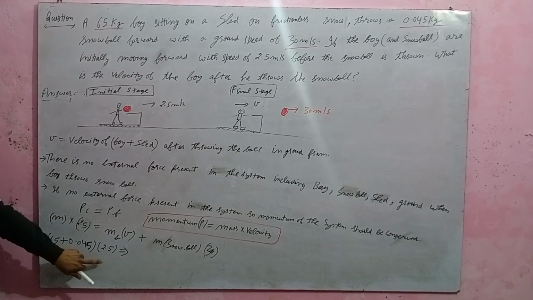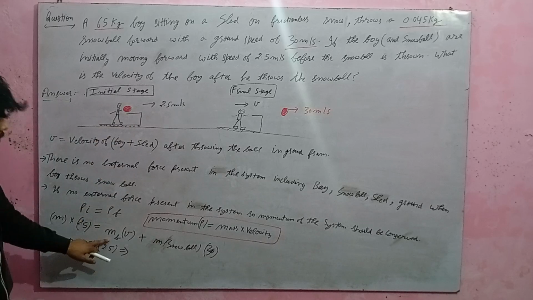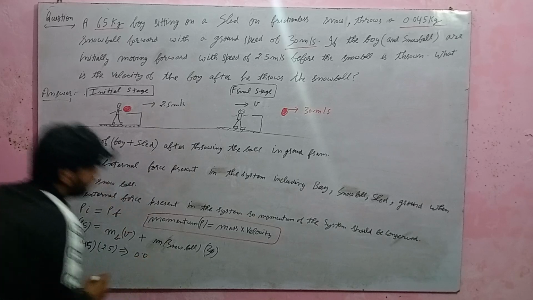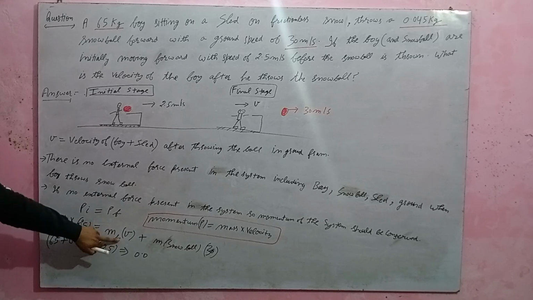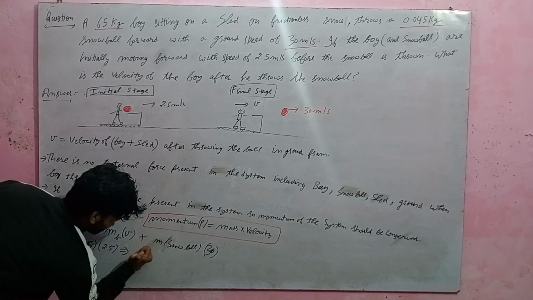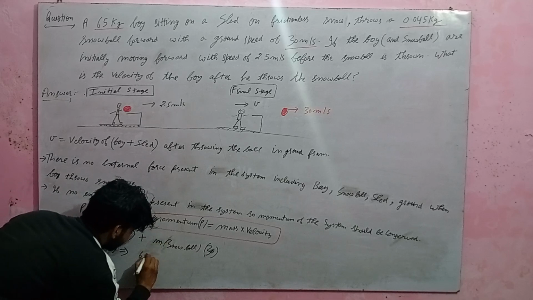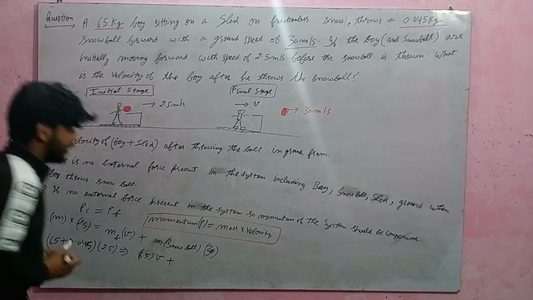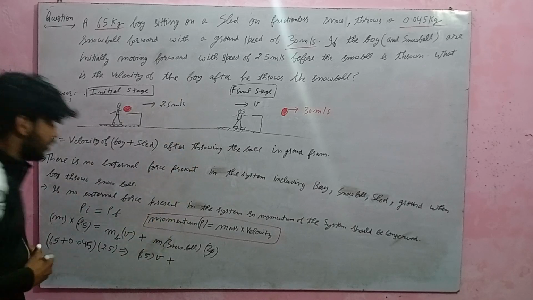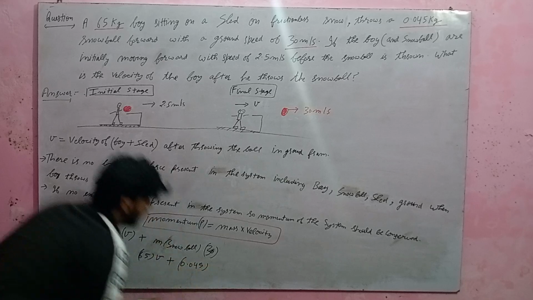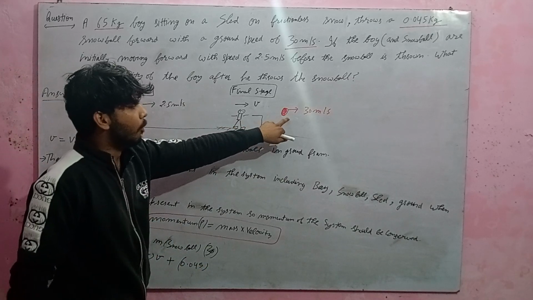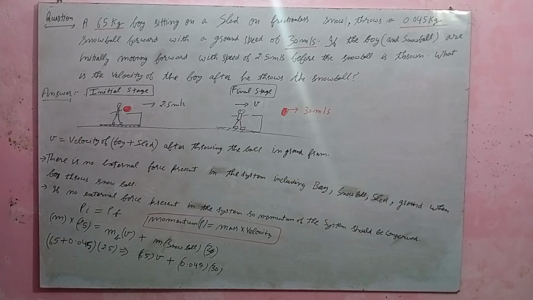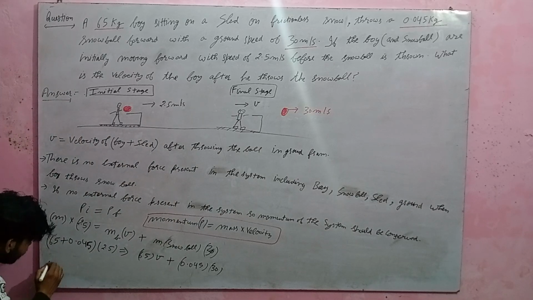Then this combined mass of the system multiplied by the initial velocity of the system is equal to the mass of the boy, 65 kg, multiplied by the velocity of the boy after throwing the ball, which we have to calculate, v, plus the mass of the snowball, 0.045 kg, multiplied by the velocity of the ball after throwing by the boy, which is 30. Okay, now calculate these things.